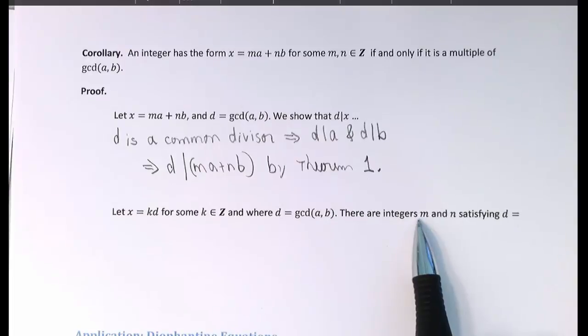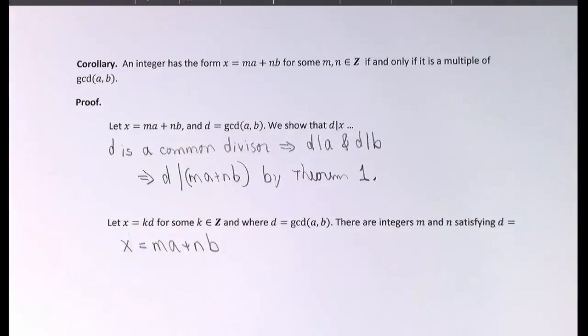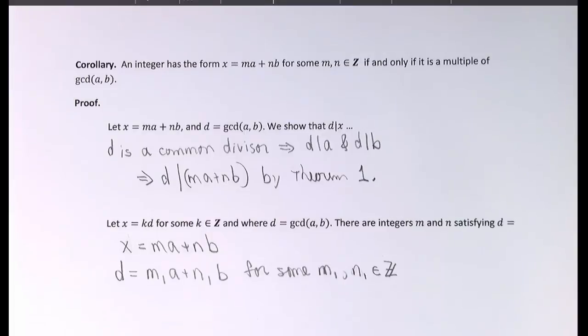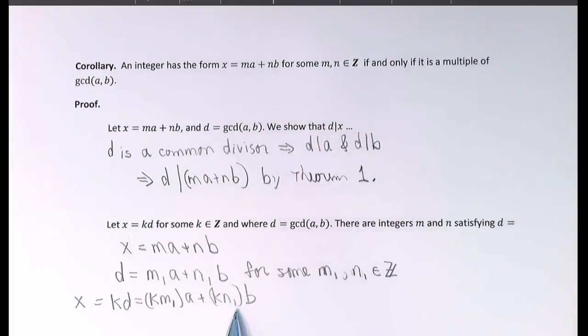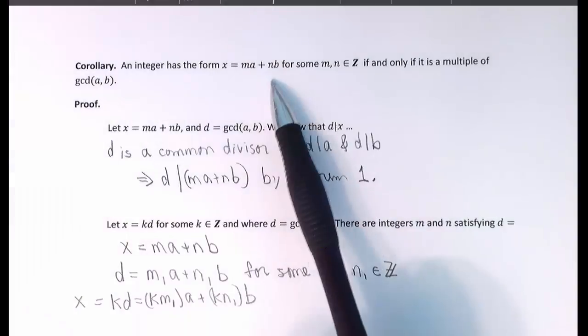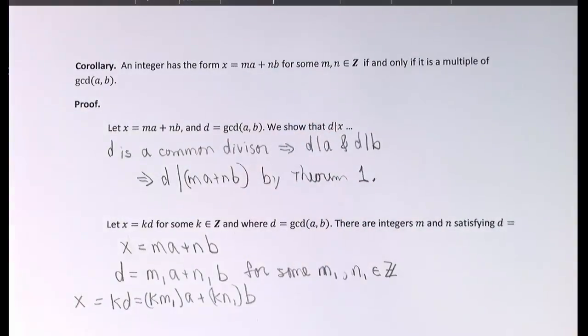We want to show that there are integers m and n satisfying the equation x equals ma plus nb. This isn't hard. The main theorem justifies the fact that the greatest common divisor D is equal to m1a plus n1b for some integers m1 and n1. Multiplying through by k, we see that if we select m to be km1 and n to be kn1, we have the desired linear combination.